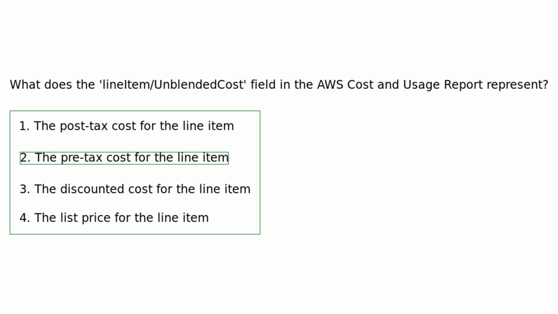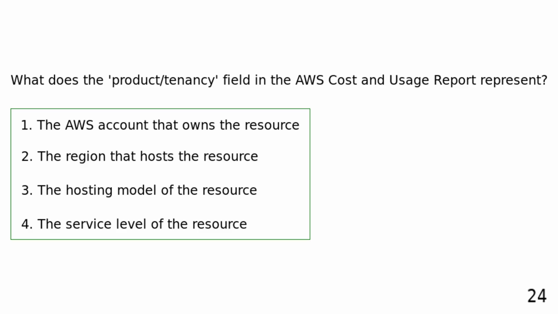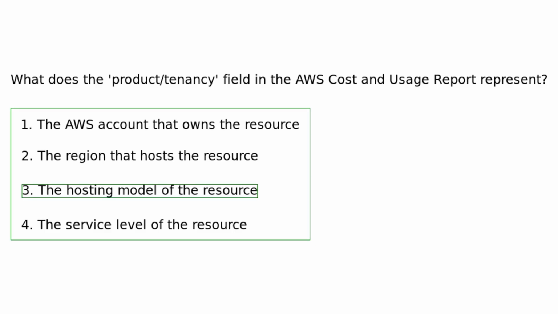What does the product/tenancy field in the AWS cost and usage report represent? The AWS account that owns the resource. The region that hosts the resource. The hosting model of the resource. The service level of the resource. For some resources like EC2, the product/tenancy field shows the hosting model, such as shared, dedicated, or host, which affects pricing.